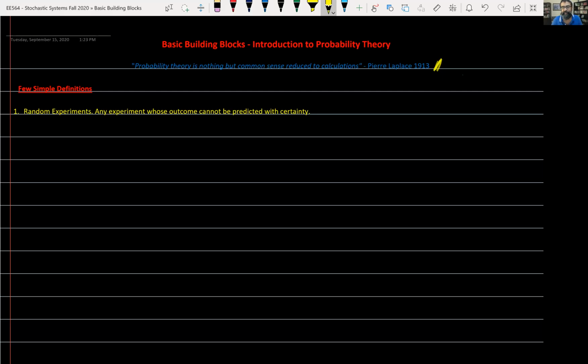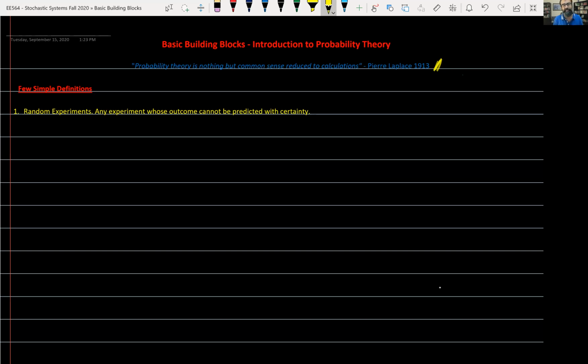Okay. So Laplace is somebody you all know. And he just says that probability theory is nothing but common sense reduced to calculations. And this is something which I found very striking, and so that's exactly what it is. So you just have to have some common sense, and coupled with that common sense, you have to be good in calculations. If both of these things are fine, then you're going to be good at probability. So that's what probability theory is.